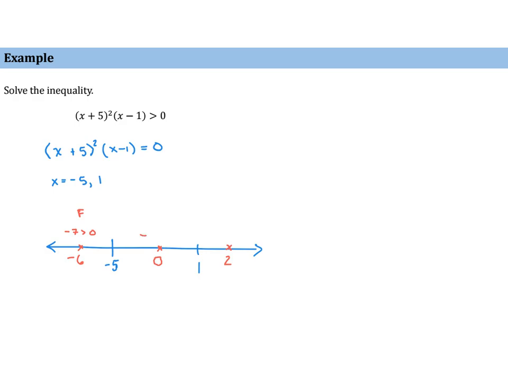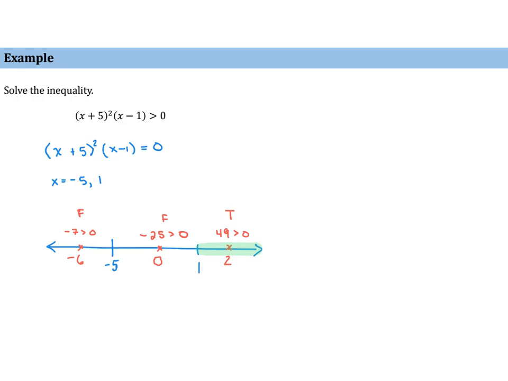So that's negative 25 is bigger than 0. That is false. If we substitute 2 in, we get 2 plus 5 is 7 squared, would be 49 times 1 is 49. 49 is greater than 0. That's true. So we will shade to the right of 1 because that is our true interval.